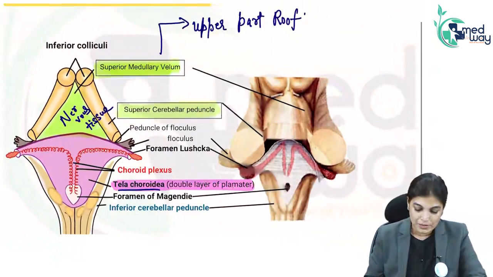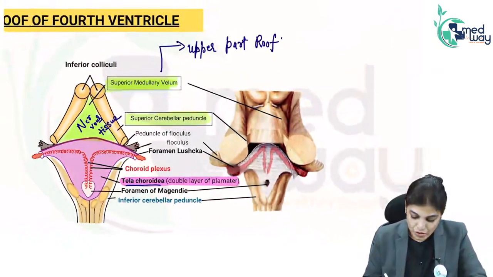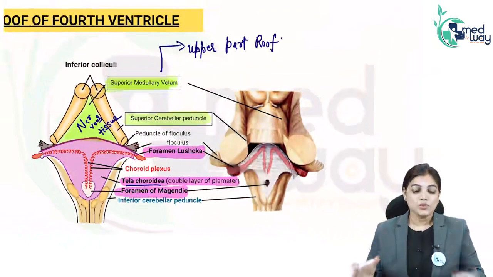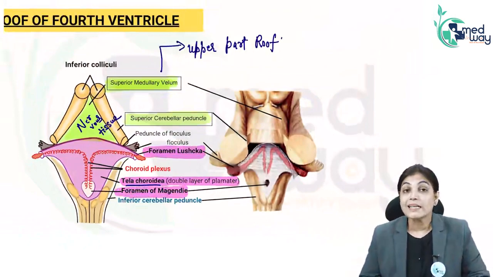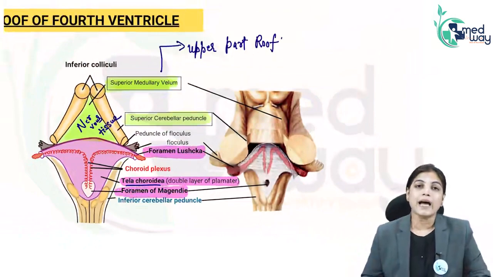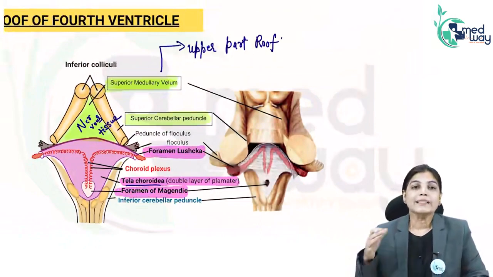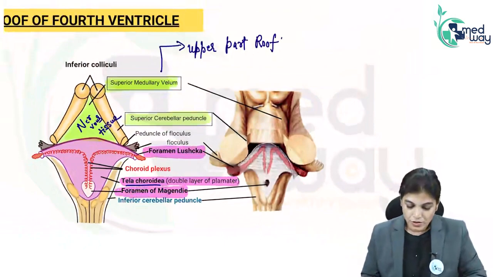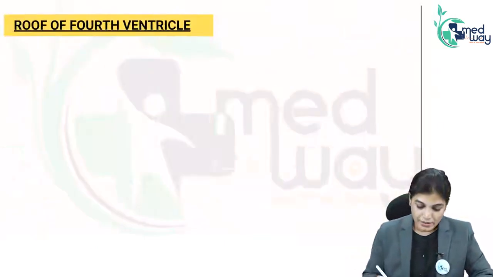There are two foramina. There is a lateral foramen called the foramen of Luschka, and inferiorly there is one large foramen of Magendie. These two structures, the foramen of Luschka laterally and the foramen of Magendie, form a communication for the flow of CSF from the ventricular system of the brain to the subarachnoid spaces. Okay, so we will just write these important points about the roof.